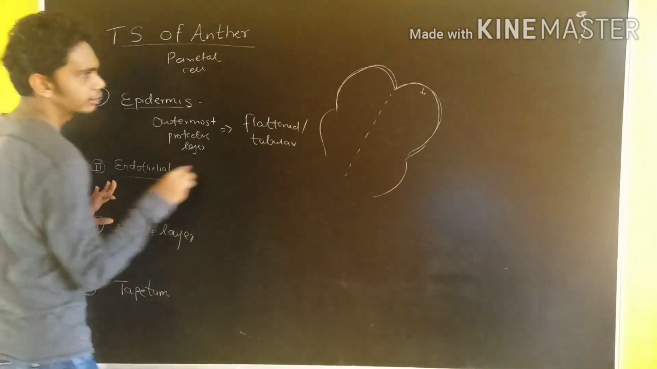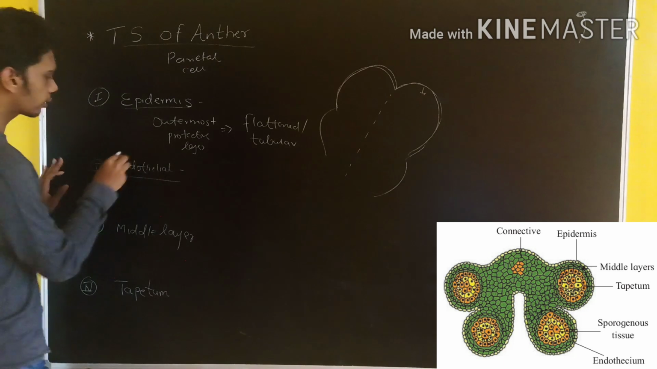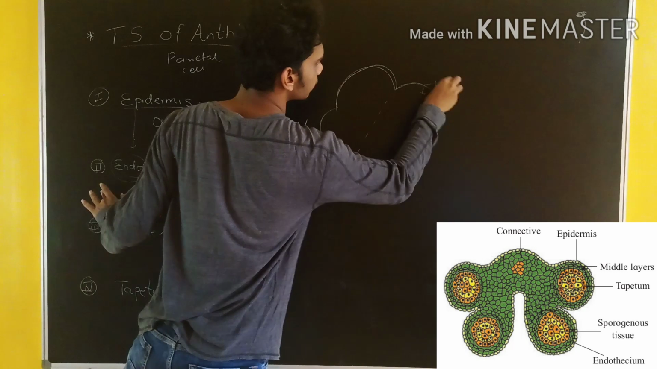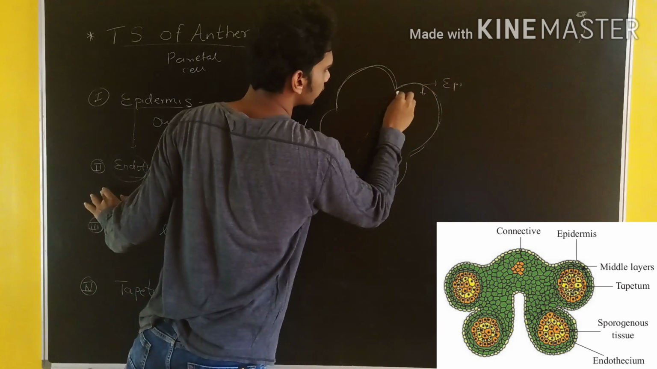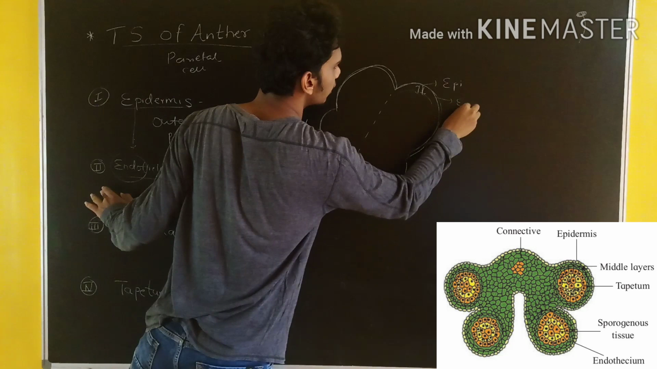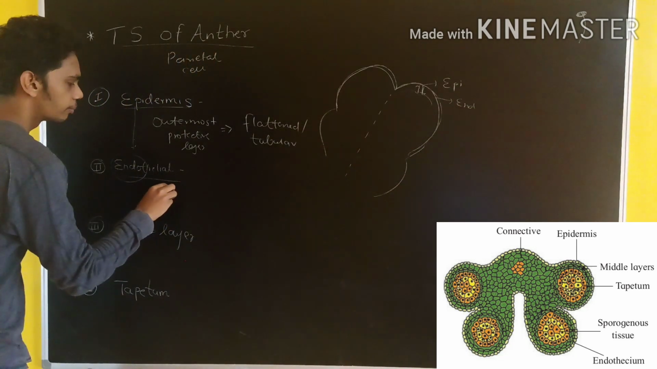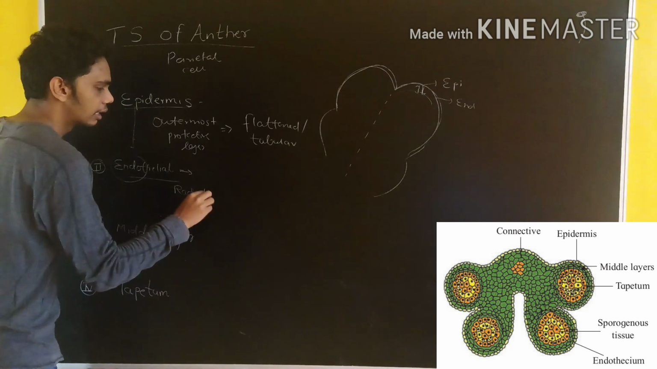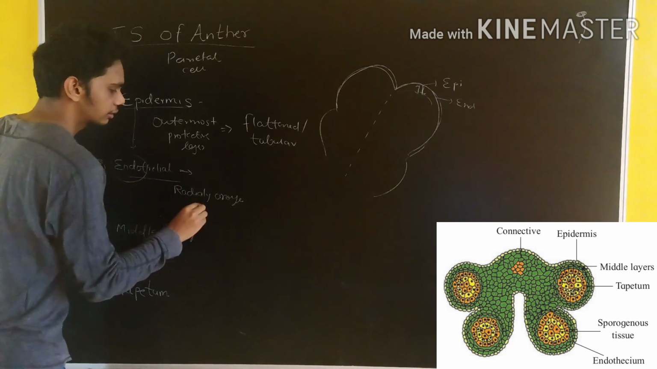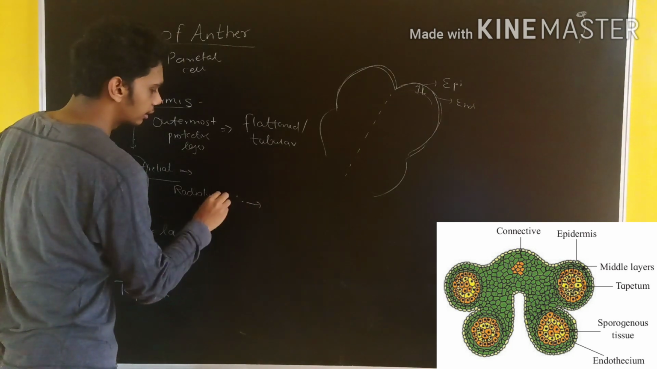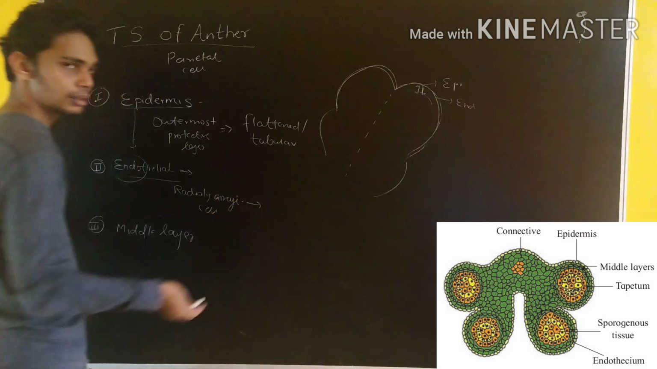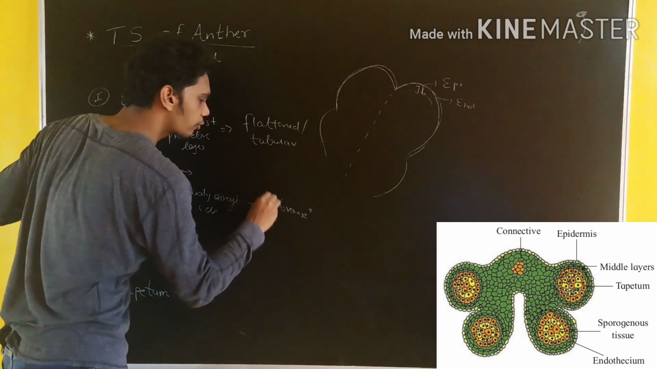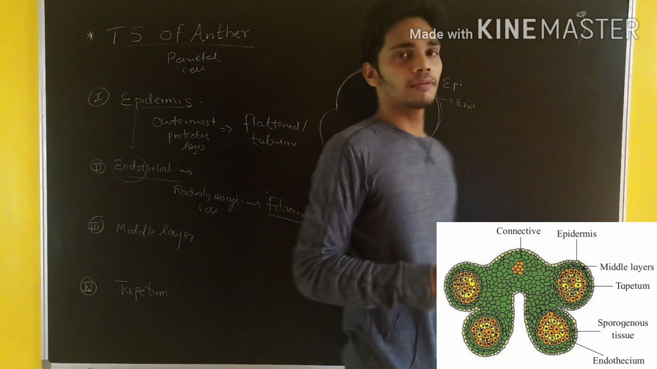Next one is the endothelial, beneath the epidermis. Endo means beneath. Exactly who is beneath the epidermis? Endothelial. If suppose this is the epidermis, this part is known as the endothelial, which is made up of radially arranged cells, and the major composition of the endothelial cells is the fibrous tissue. Acha, what is the fibrous tissue? Why is there a presence of fibrous tissue?